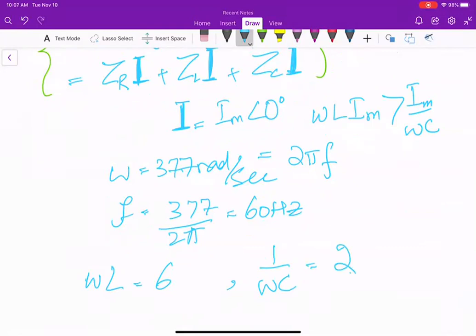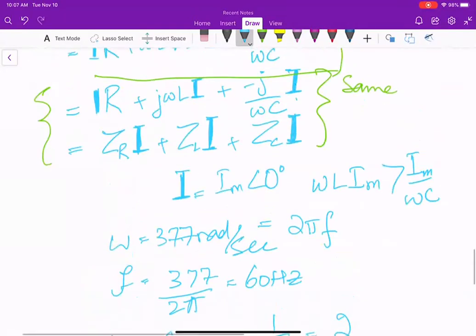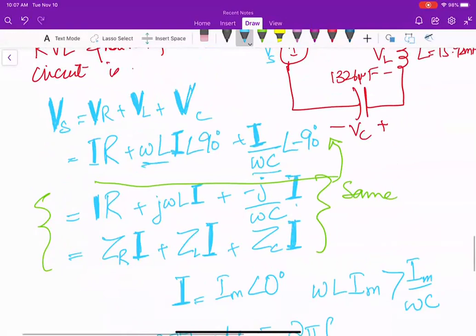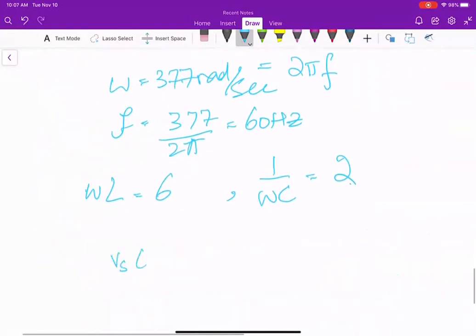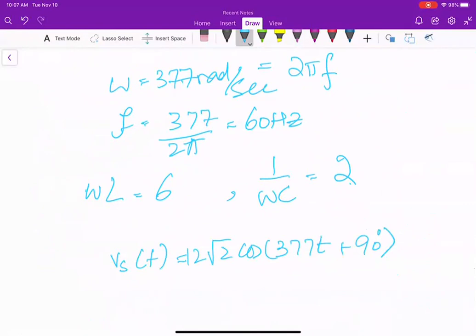Okay. So now we are good with omega L and omega C. We have found that too. And Vs of t is 12 square root of 2 cos 377t plus 90 degrees. So we have our Vs as well. What is the value of Vs?